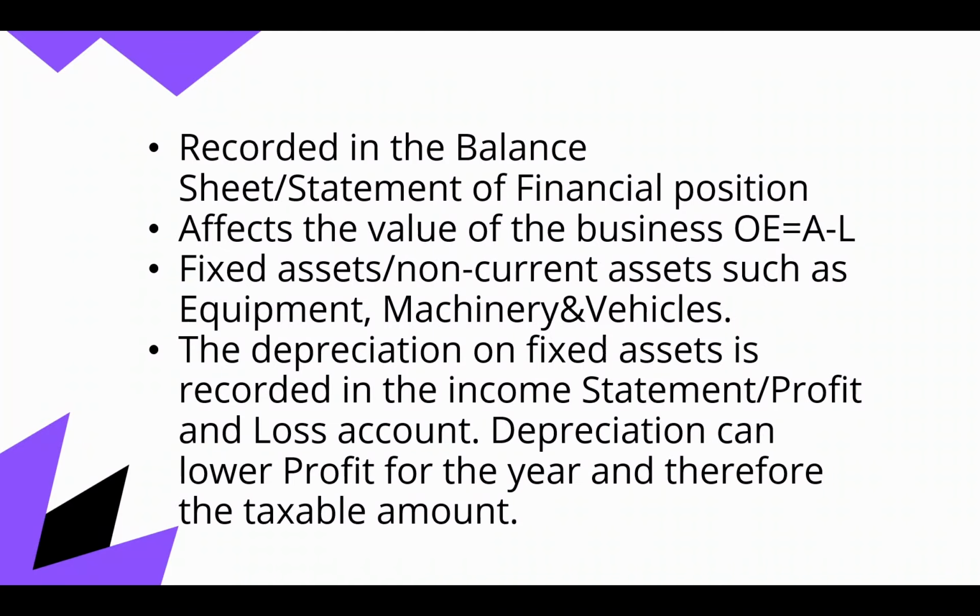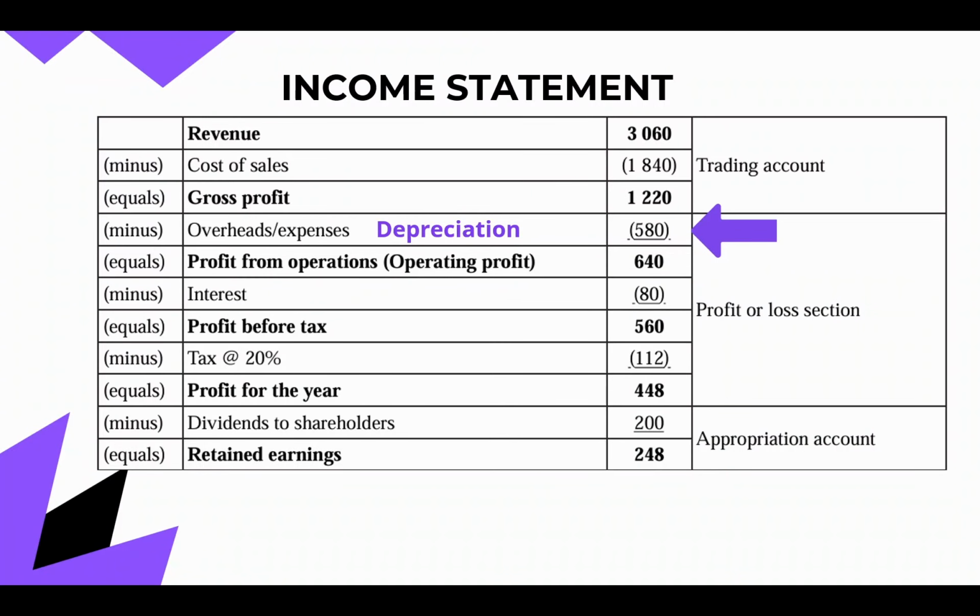The depreciation on fixed assets is recorded in the income statement or the profit and loss account. Depreciation can lower the profit for the year and therefore the taxable amount. A basic income statement. So my fixed assets or my non-current assets will have a depreciation, a wear and tear attached to them. And this depreciation will feature in the income statement as part of my overheads or my other expenses. It will reduce the taxable profit of the business.